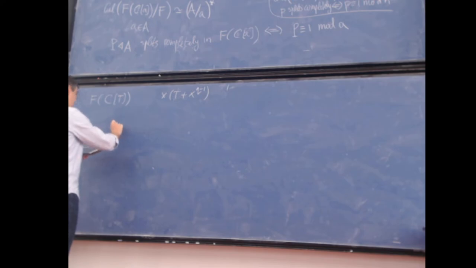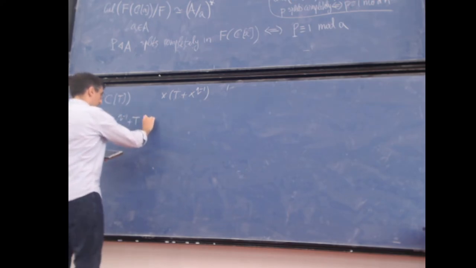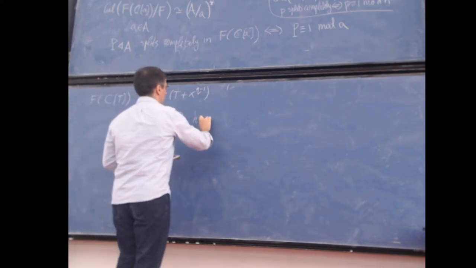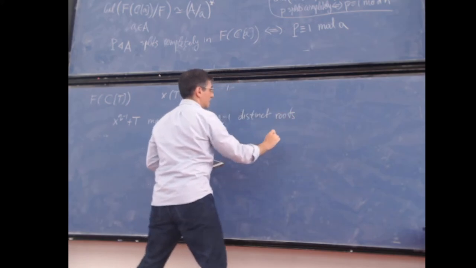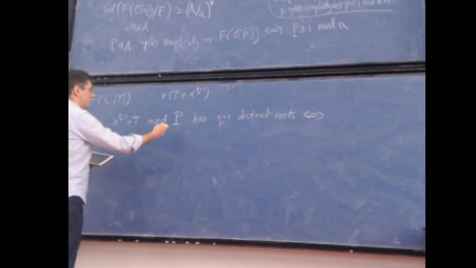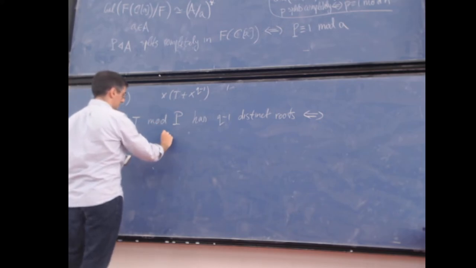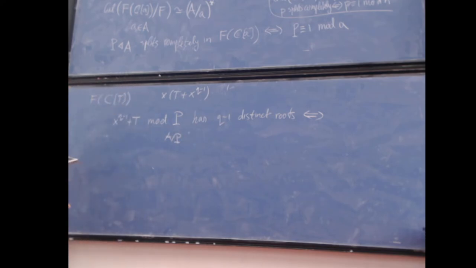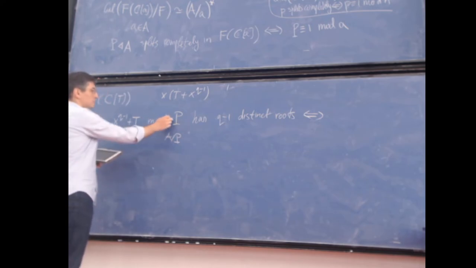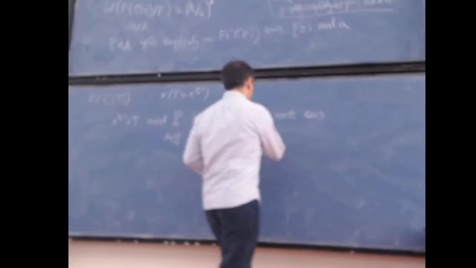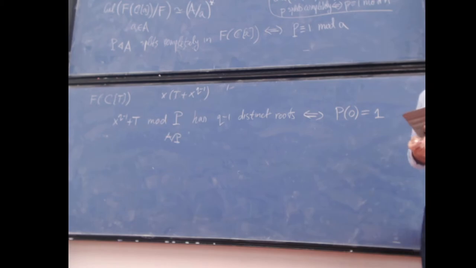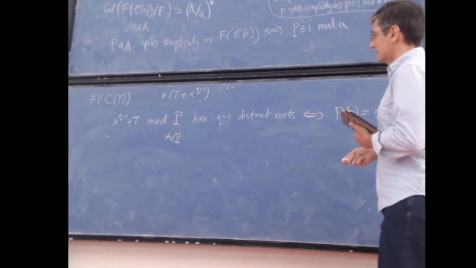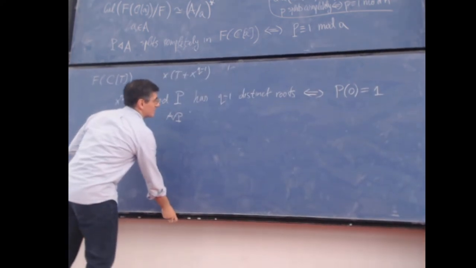So you can check that x^(q-1) plus p mod p has q minus 1 distinct roots, meaning that if you consider this polynomial in the field, this polynomial will split completely. It's kind of what "P splits completely" means, if and only if P(0) is 1. So the constant term is 1. Interesting exercise to do directly.